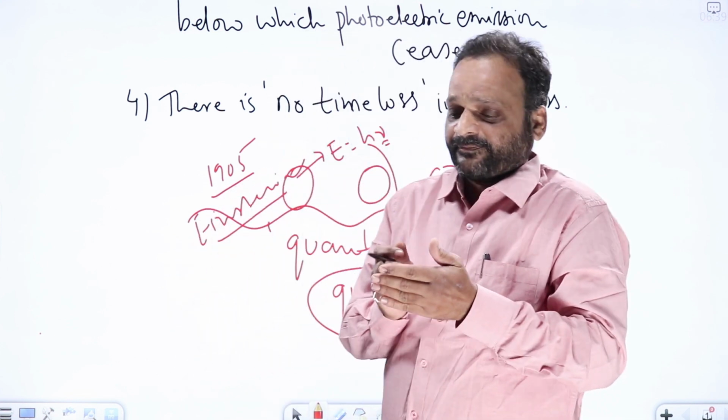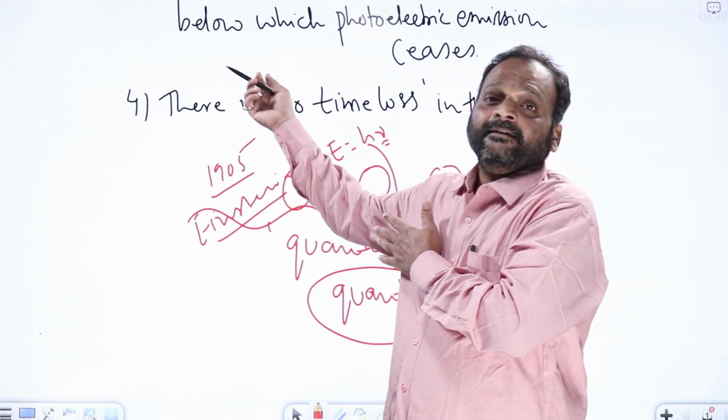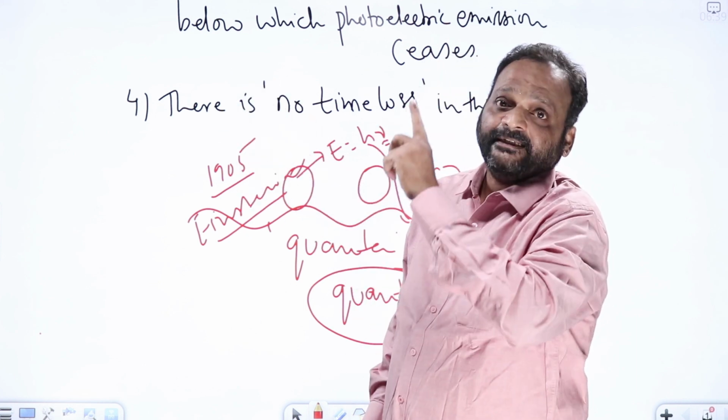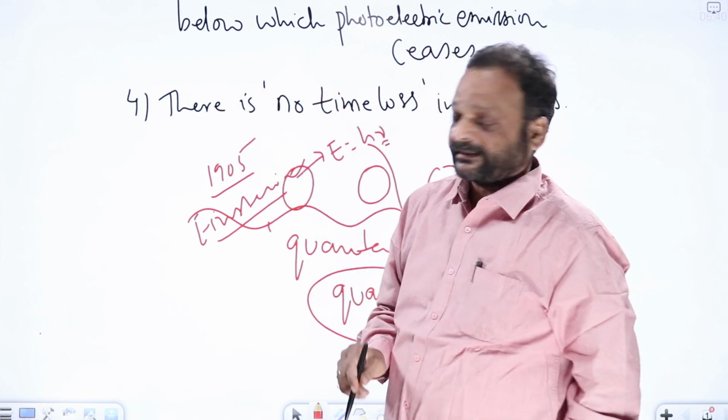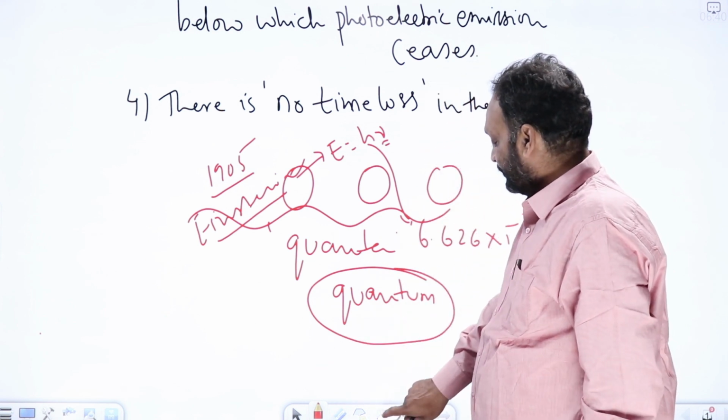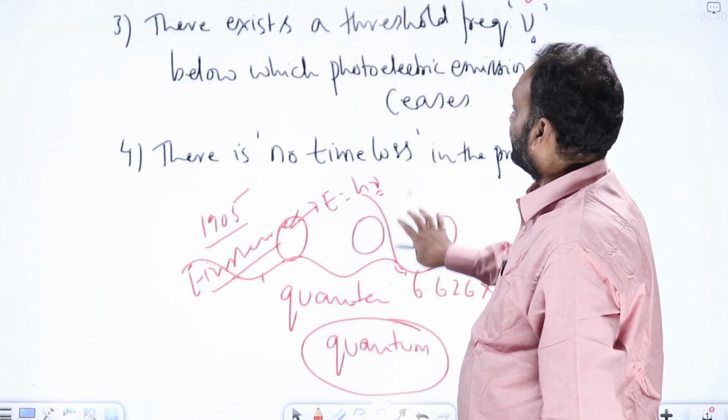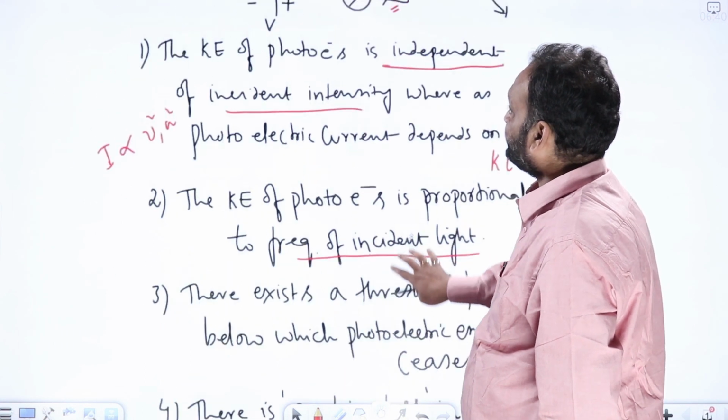So the first step for quantum mechanics started from Max Planck's black body radiation. The second effect is the photoelectric effect. Now, how Einstein could explain all the four salient features of the photoelectric effect is like this.